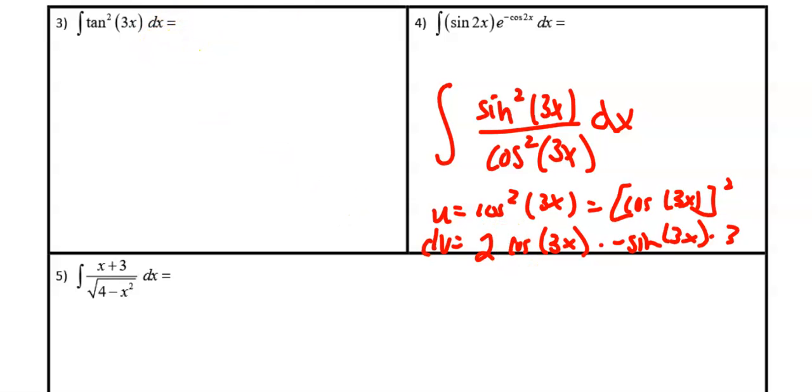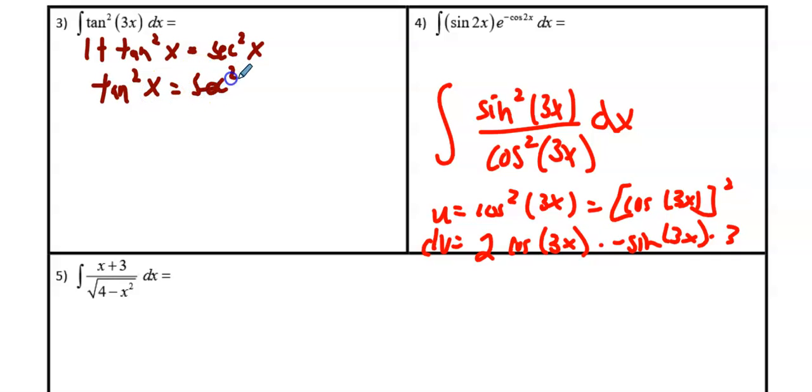So what is another strategy that we can have? Well, we actually know that 1 plus tangent squared of x is equal to secant squared x. And this x is just theta. So I can say that tangent squared x is equal to secant squared x minus 1. So let's rewrite this in those terms. I'm going to go ahead and say the integration of secant squared of 3x minus 1 dx.